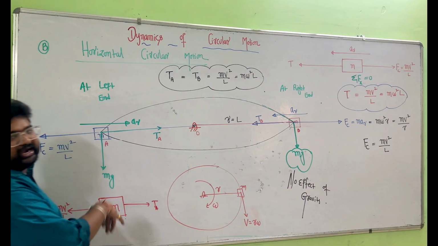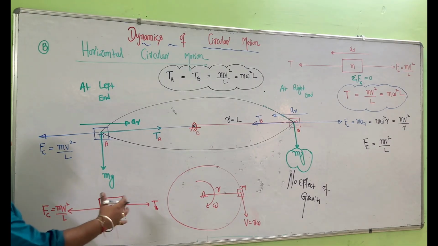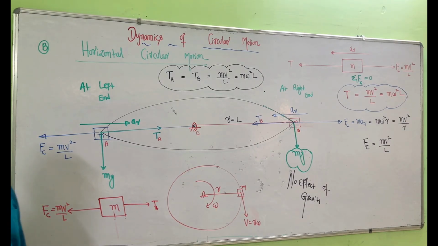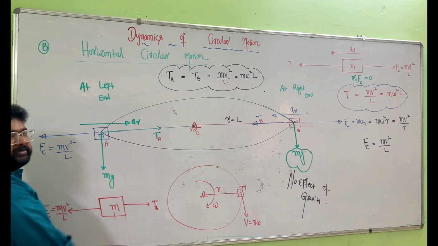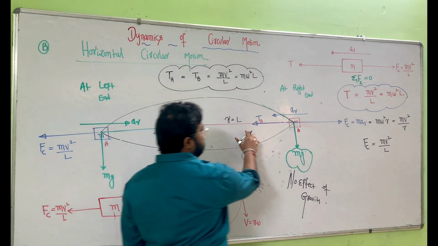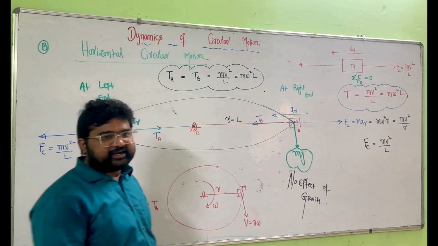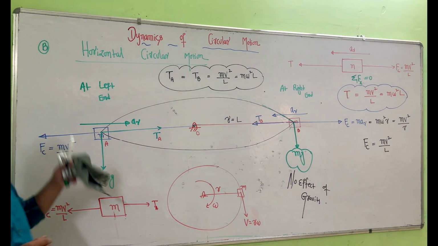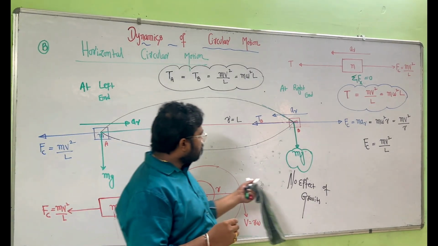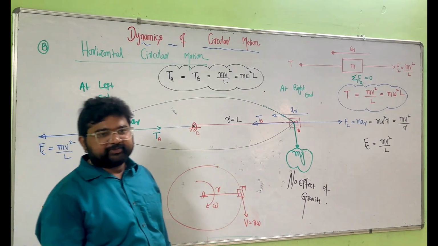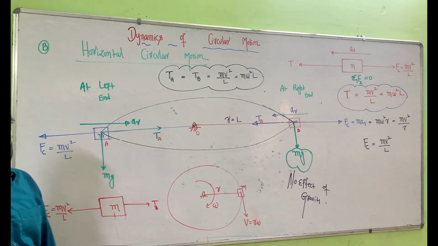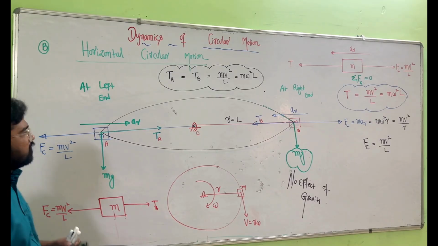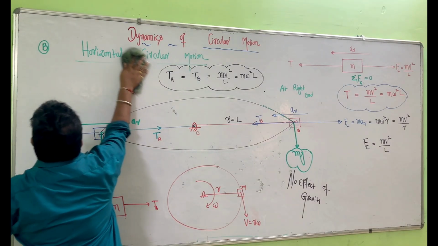So at right and left, you will get the same kind of free body diagram. This tension is balanced by centrifugal force. At left and right hand, in horizontal circular motion, there is no effect of gravity. Completed.